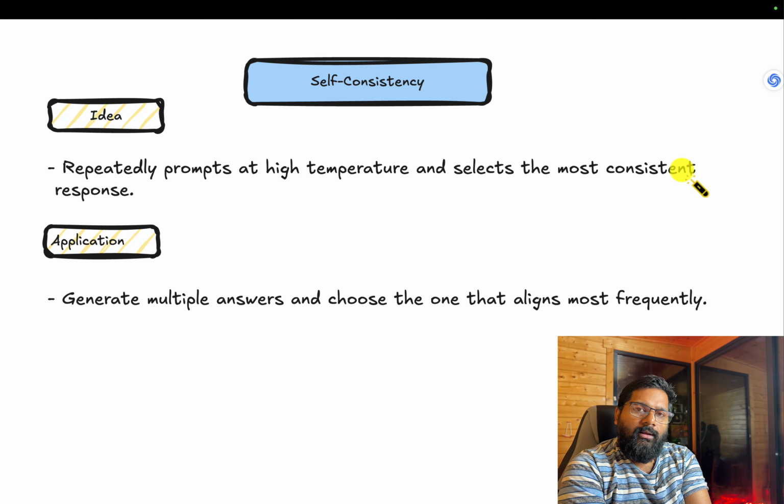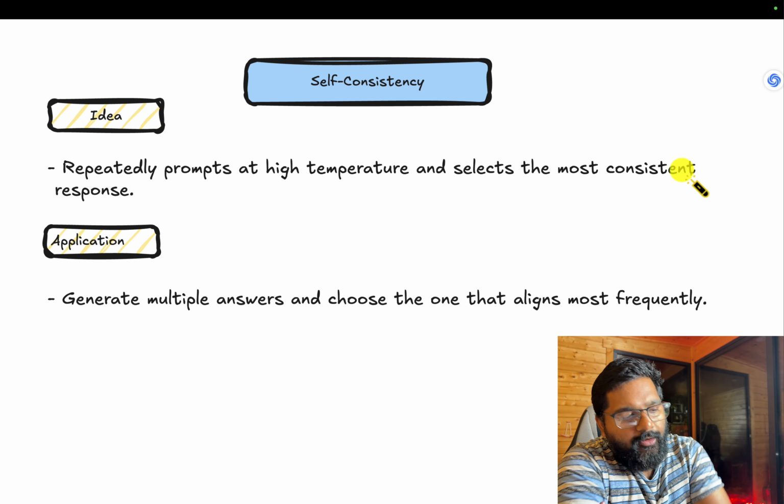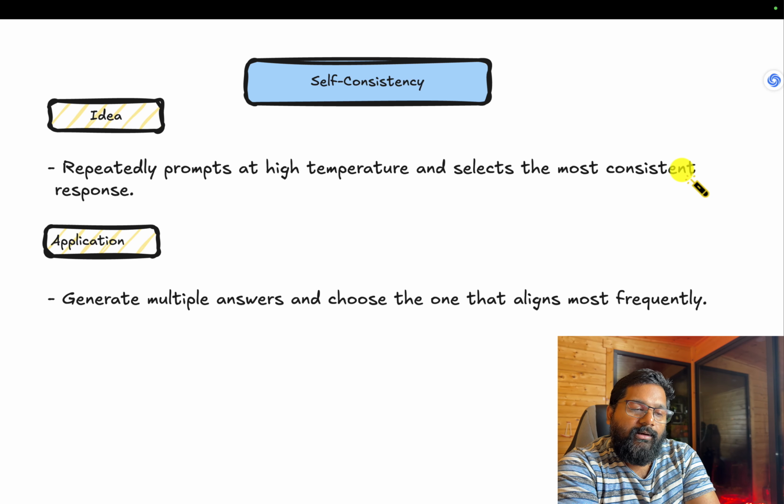It's not the knowledge of the prompt, it's more about how you make yourself a prompt which will help you in troubleshooting or your day-to-day process, right? One of such important prompts or ideas is self-consistency. It repeatedly prompts at high temperature and selects the most consistent response. The application is to generate multiple answers and choose the one that aligns most frequently. This is more of a reasoning model sort of thing.